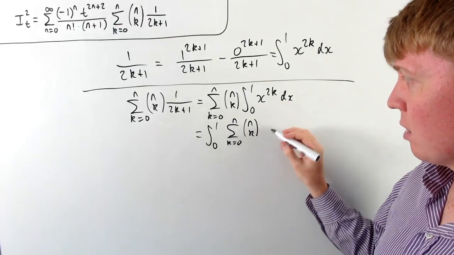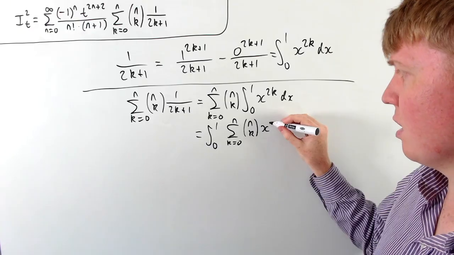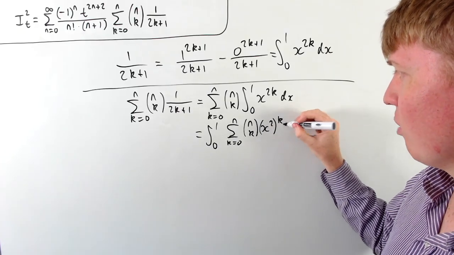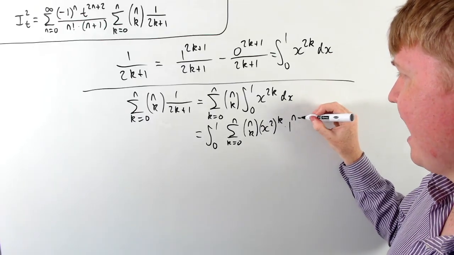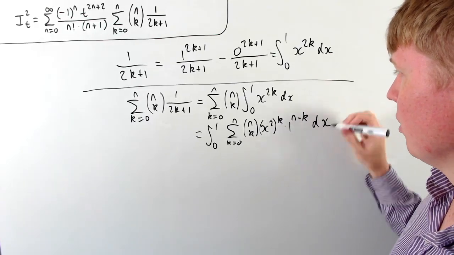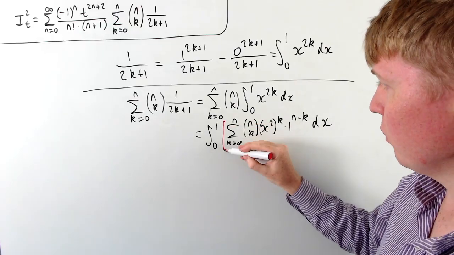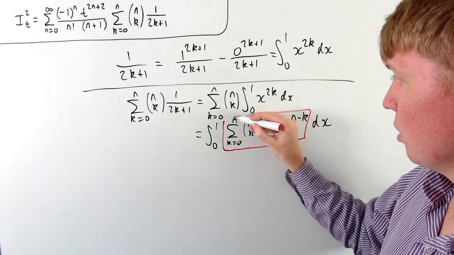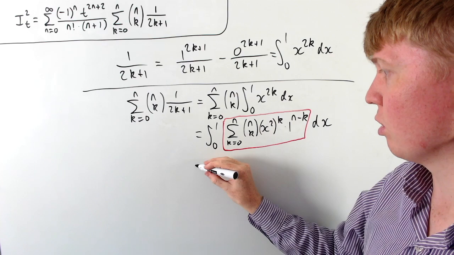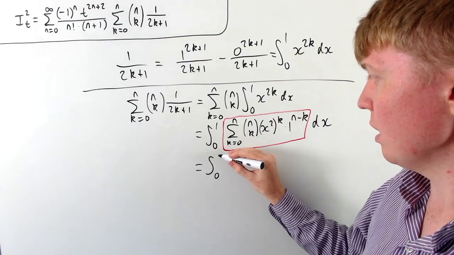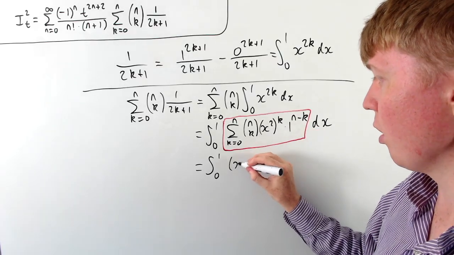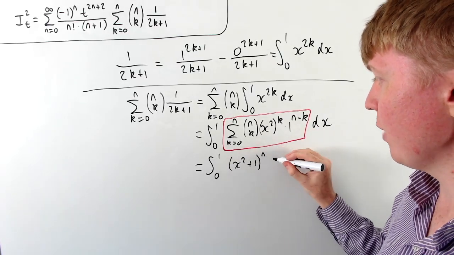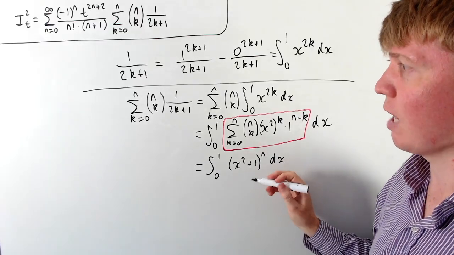So you might recognise this as actually a binomial expansion. This is x squared to the power of k, and then you can also think of this times 1 to the power of n minus k, just to make that really clear. So what we've got here is a sum which is actually just a nice binomial expansion, which we can write as the integral from 0 to 1 of x squared plus 1 all to the power of n integrated with respect to x.